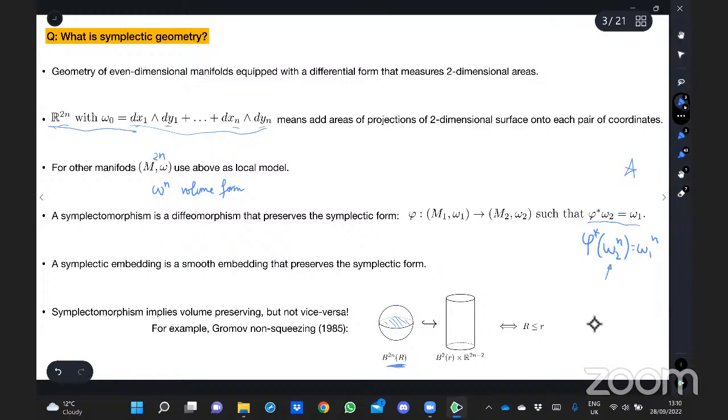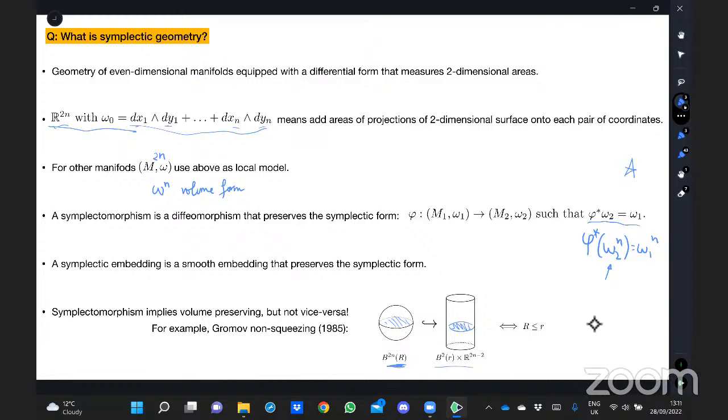This would be little r. So if you want to take a ball and embed it into a cylinder, this is the cylinder. If you only wanted your embedding to be volume preserving, you could just stretch out the ball to be very long and thin, and then it would certainly embed into the cylinder. But if you want to preserve the symplectic form, you can't do that. It's so rigid that you need capital R to be smaller than or equal to little r. So you need to just be able to include the ball in the cylinder. So sometimes things in symplectic geometry can be very rigid, and sometimes they can be very flexible.